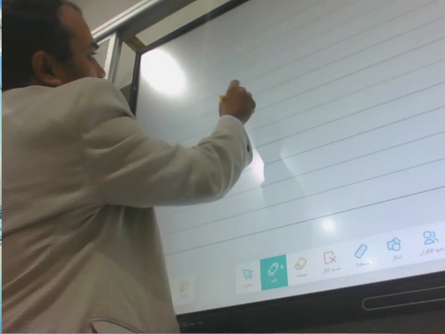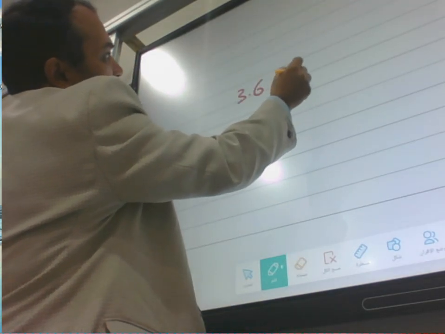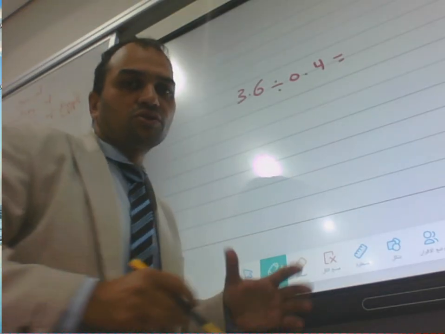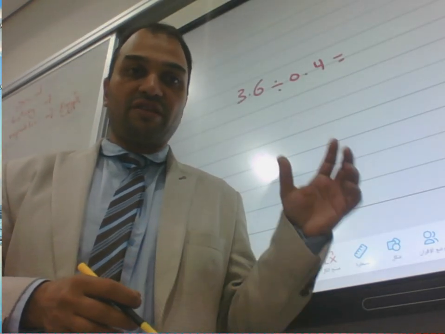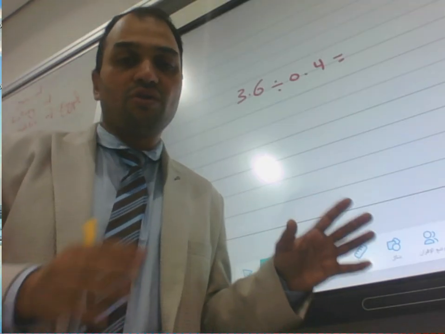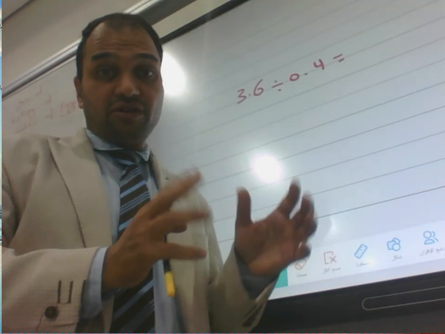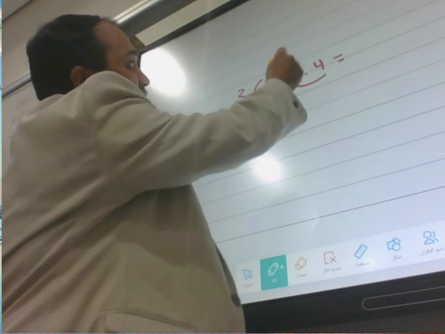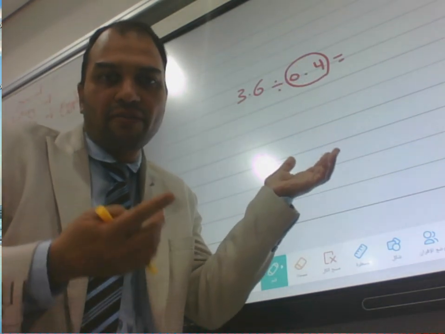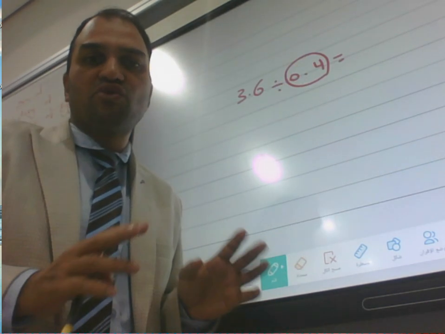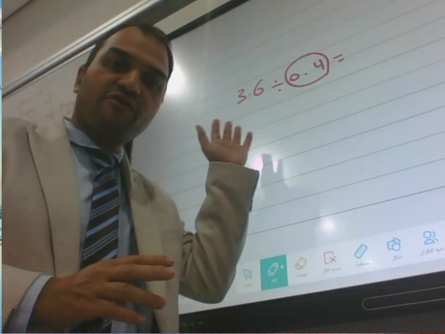What about 3.6 divided by 0.4? First step, to solve this example, you must convert the divisor here to a whole number, because in any multiplication or in any division between two numbers, you must first convert the divisor to a whole number. How? Look at the point. The point is after one place. Then you must cancel the point by multiplying by 10 the numerator and denominator, or dividend and divisor.